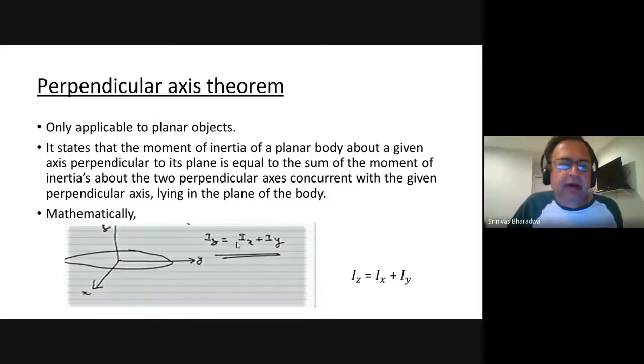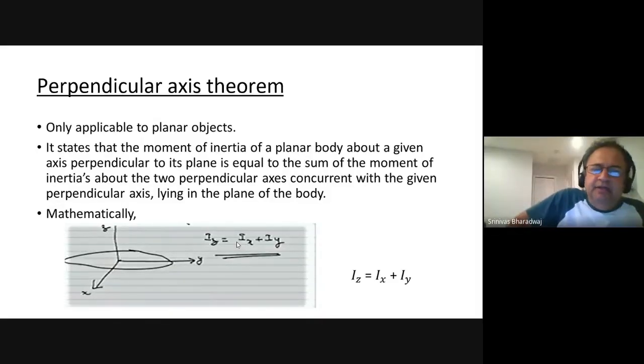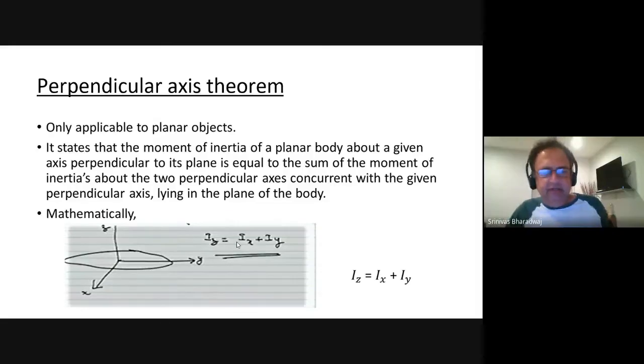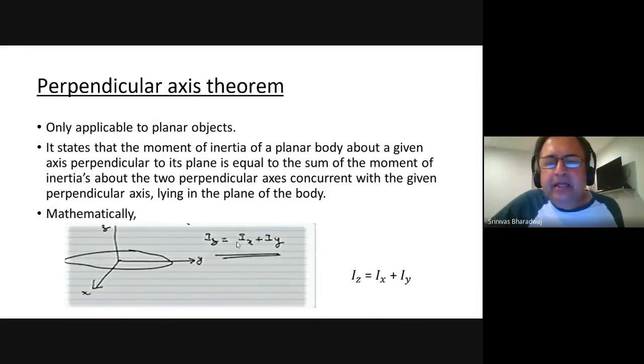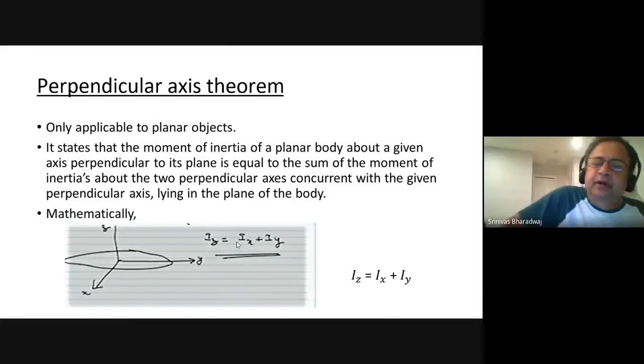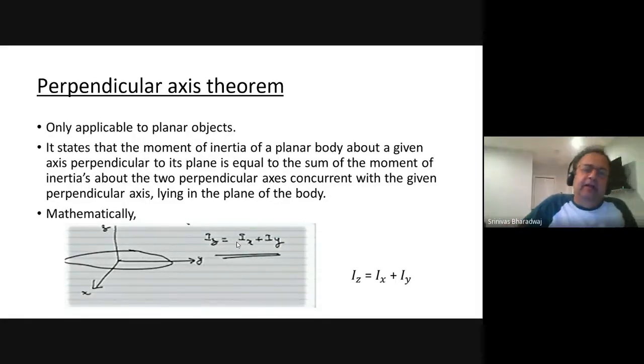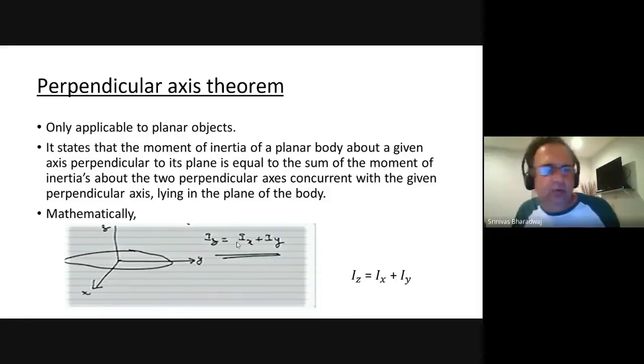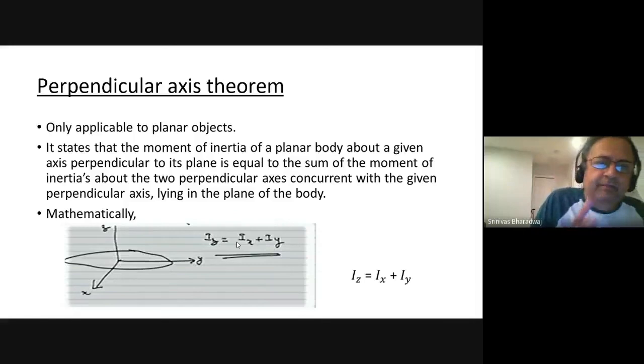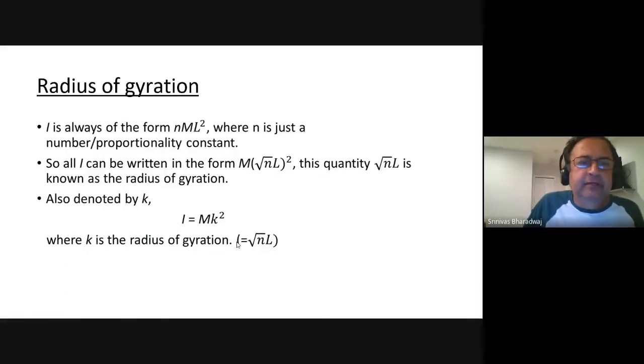Now Iz we already found, right? Ix and Iy are actually equal in this case, by symmetry. Therefore 2Ix equals Iz. Iz we already calculated using integration. Therefore, Ix equals Iz by 2. Iz we already said is MR square by 2 in the case of the uniform disk. So this is called the perpendicular axis theorem. We already discussed the parallel axis theorem.